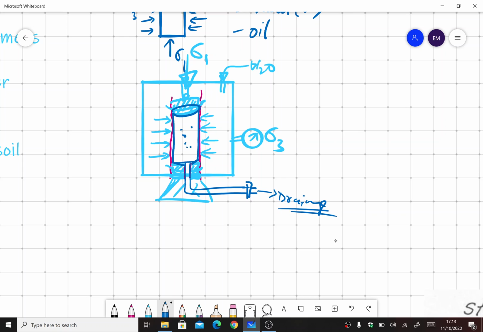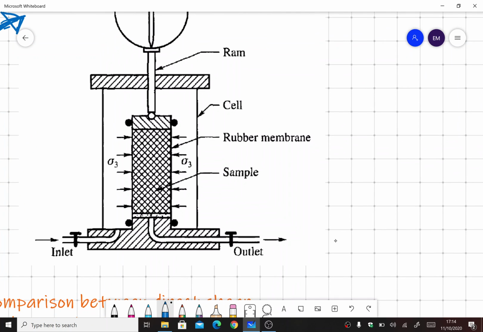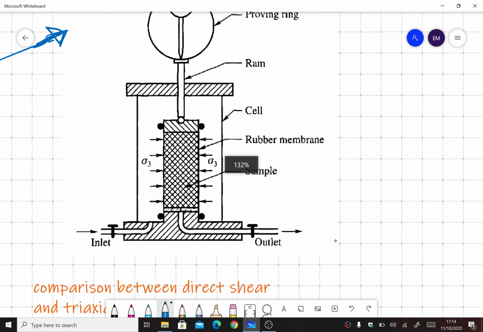This is the soil specimen, and once we are increasing the load sigma 1 and also applying load from the side, sigma 3, it will result in an increase in pore pressure inside the soil specimen. So it is our choice whether we want to drain that water out or not. Okay, now the same thing is explained here in a better picture.